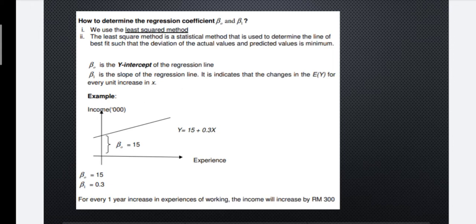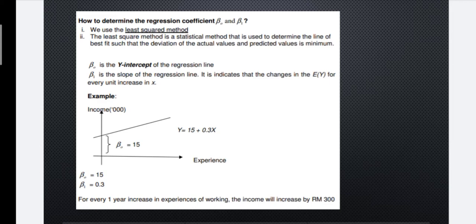So here beta 1, the interpretation of beta 1 is kat bawah ni. For every 1 year increase in experience of working, which is your x, in every 1 unit increase in x, the y will also increase by berapa value of beta 1. Kat sini value beta 1 is 0.3. Kenapa kat sini RM300? Sebab di sini unitnya income adalah 1000. So 0.3 kena multiply by 1000.